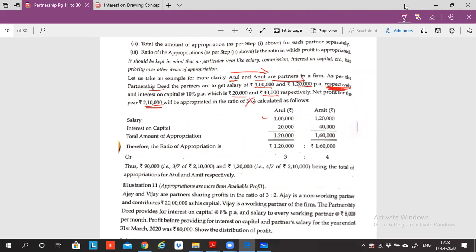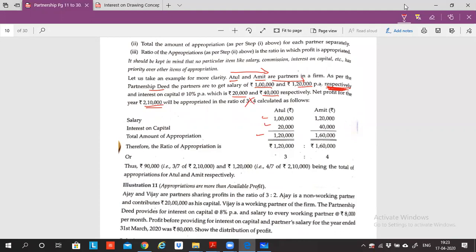Now, what is the amount that I have to pay to Atul? Atul, I have to pay a salary of 1 lakh and interest on capital of 20,000 rupees. So totally I have to pay Atul 1.2 lakh. Do you agree with me? Yes, sir. The total amount that has to be paid to Atul is 1,20,000 rupees.